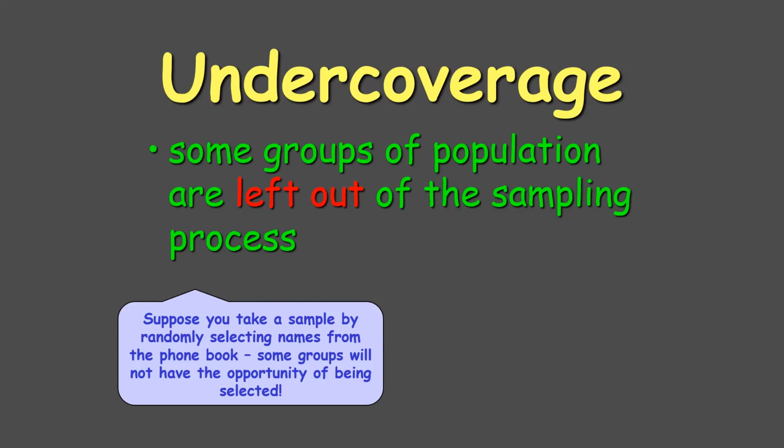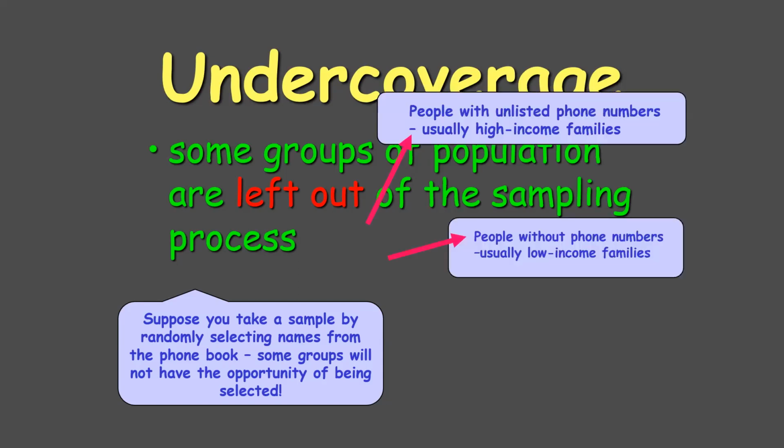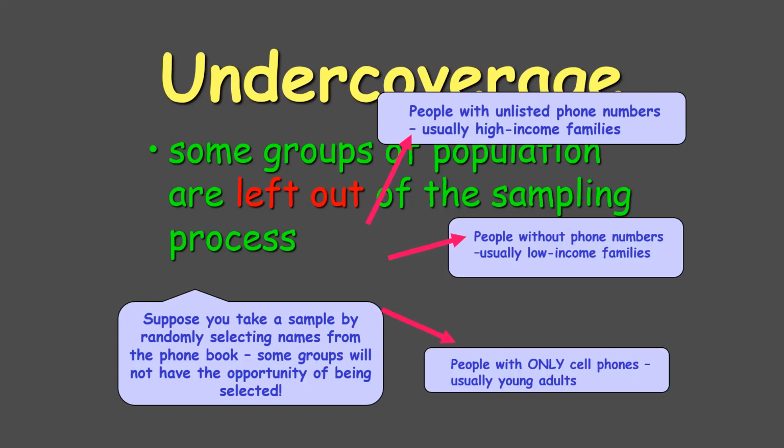And again, some higher socioeconomic people don't want their number listed anywhere. So you're excluding a very large number of people. So undercoverage is when groups are left out, they're not even given the option to respond or be in your sample. And again, this could be people with unlisted phone numbers, usually high income, people without phone numbers, usually low income. And again, if you're talking about the phone book, what if people have cell phones?